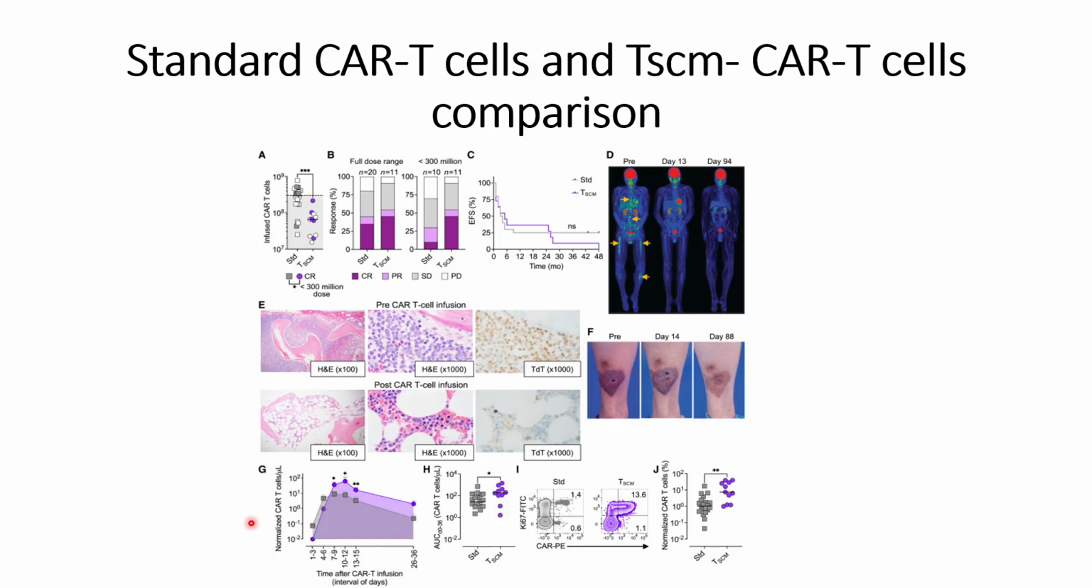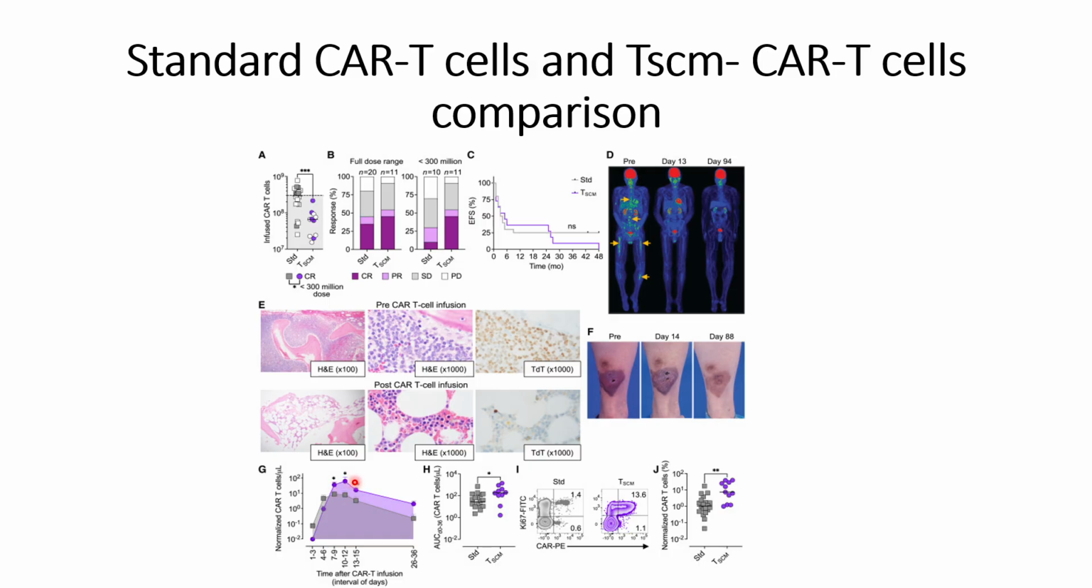Afterwards they wanted to check the expansion of these different kinds of CAR-T cells. So for that they compared the standard CAR-T cells and the T stem cells based CAR-T cells at different time intervals using qPCR, and they found that the T stem cells based CAR-T cells reach their peak at the second week, where they start to expand, whereas the standard CAR-T cells reached their peak at the first week, where they start to expand.